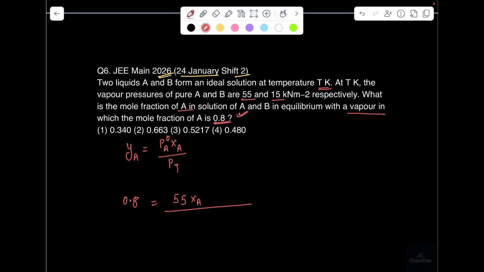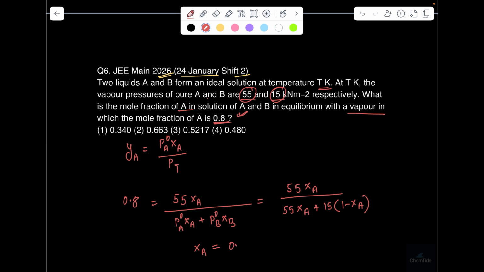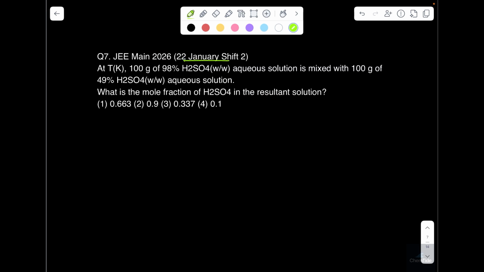PA naught is given as 55, XA we have to identify, and PT is the total pressure. We can write PT as PA naught XA plus PB naught XB. So we have 55 XA, where PA naught is given 55 and PB naught is given 15. So 55 XA plus 15 into 1 minus XA, as XB we can write 1 minus XA. On calculation the XA value we get is 0.5217. The answer should be C.